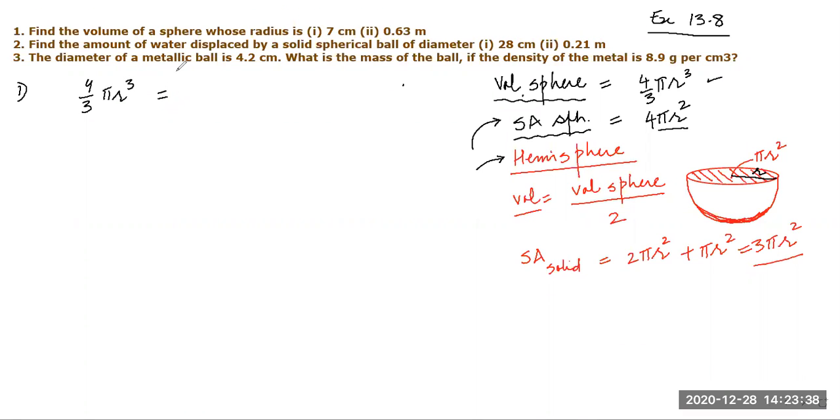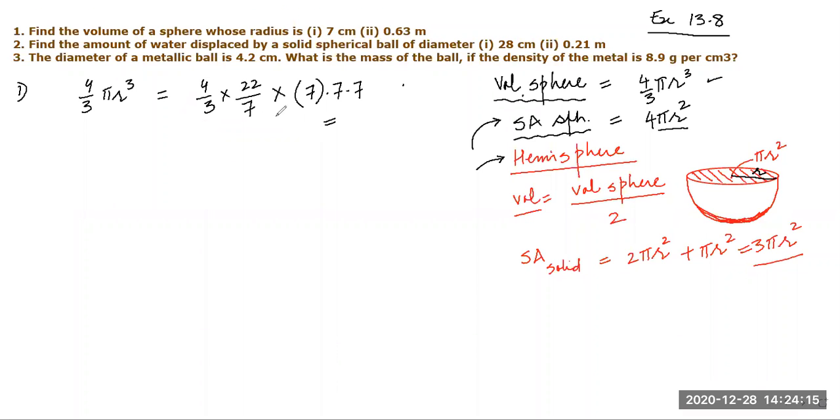Students, always remember one thing. When something is asked, let us say they ask what is the volume of a sphere, always write completely: volume of sphere is equal to, and write the formula in the first line. Then put the value of r. So it will be 4 by 3 pi. What is the value of pi? 22 by 7 into what is the radius? 7. So it will be 7 into 7 into 7. Right, students? So this will be the answer.